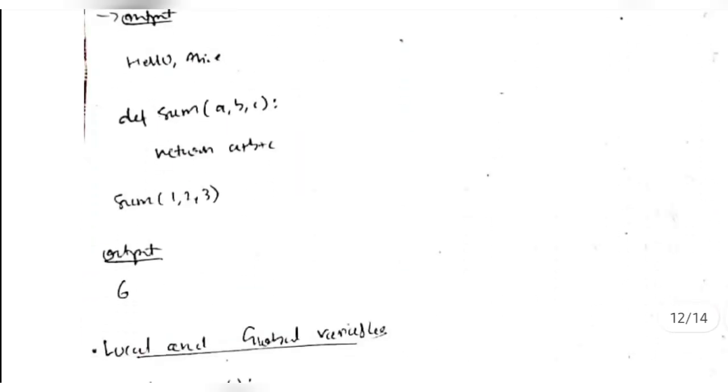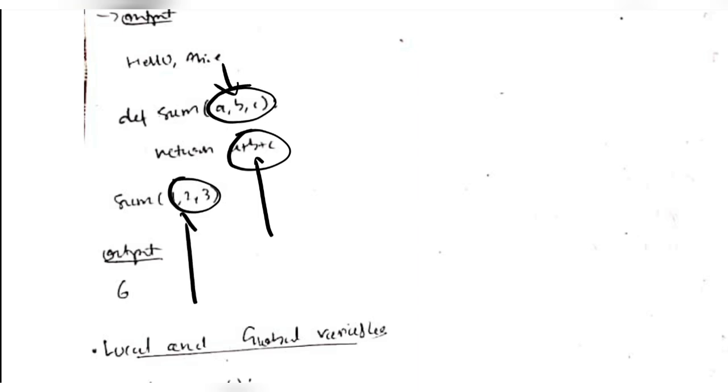Okay, and if I have to calculate the sum, I can take 2 or 3 parameters here, and then return the sum of the parameters passed. Here I have 1, 2, 3 passed, so therefore the sum will be a plus b plus c, and that will be returned. Okay, that is 6.